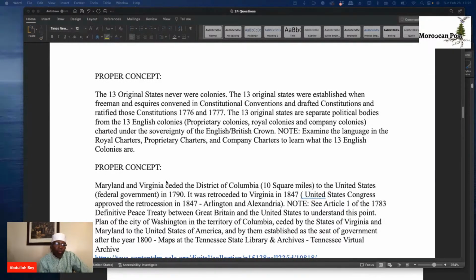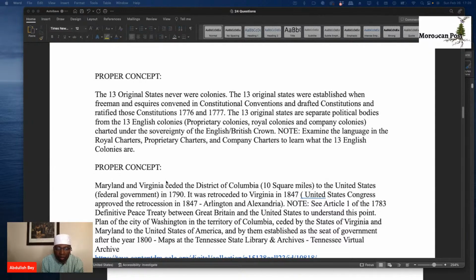Proper concept. The 13 original states never were colonies. The 13 original states were established when freemen and esquires convened in constitutional conventions and drafted constitutions and ratified those constitutions in 1776 and 1777. The 13 original states are separate political bodies from the 13 English colonies, proprietary colonies, royal colonies, and company colonies, chartered under the sovereignty of the English/British crown. Note, examine the language in the royal charters, proprietary charters, and company charters to learn what the 13 English colonies are.